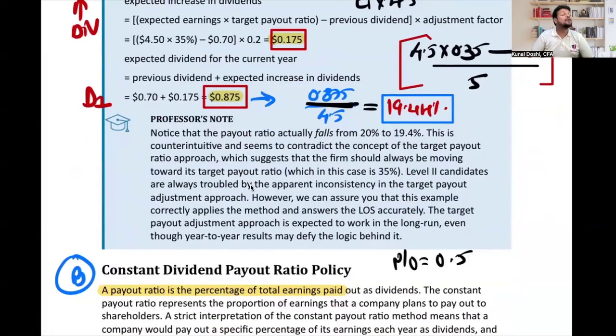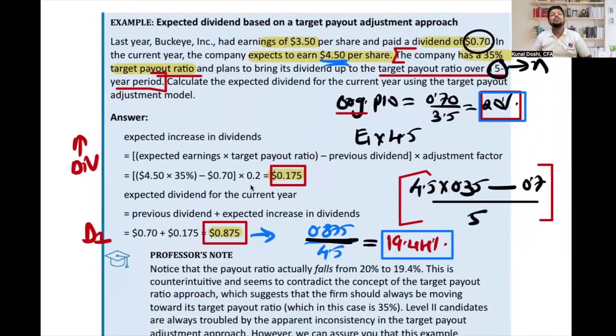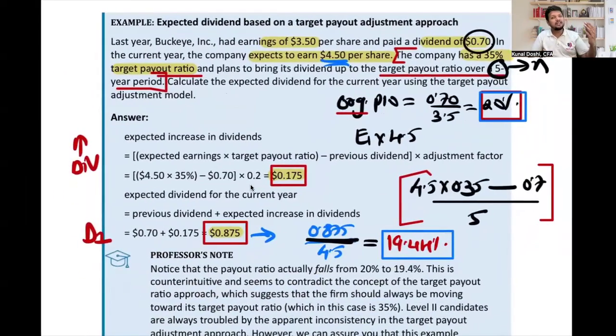Now, this sounds very confusing to many students. So they said, don't worry, it's not an issue here. Okay, it looks like it is an issue. So they are saying that the target payout ratio adjustment approach is expected to work in the long run, even though year-on-year results may not match the logic. Currently, the payout ratio is not reaching what my desire is. It's actually going farther away. But that's not the case. My dividend is increased. And by how much is the increase? By the time in which I want to cover the gap.